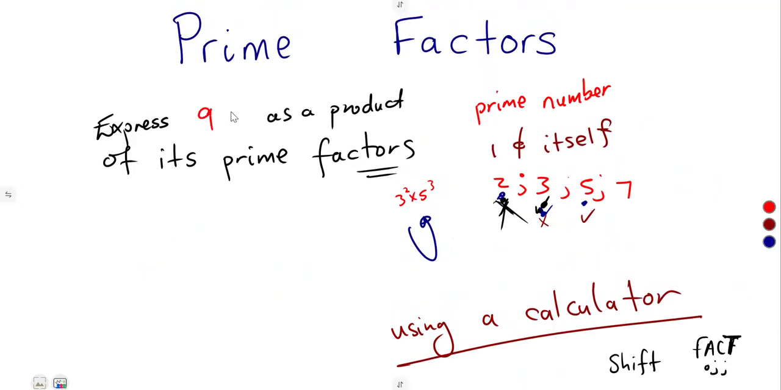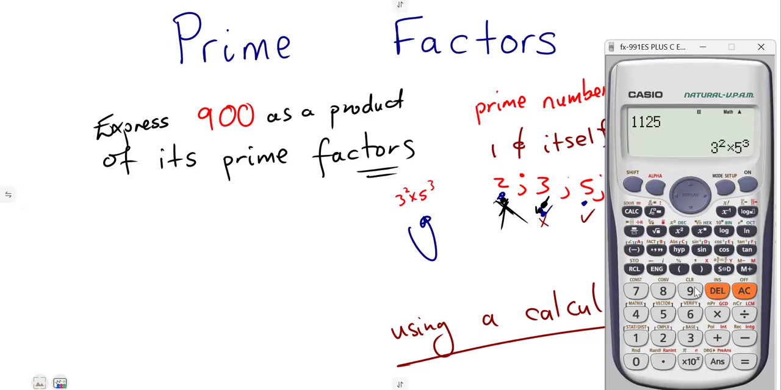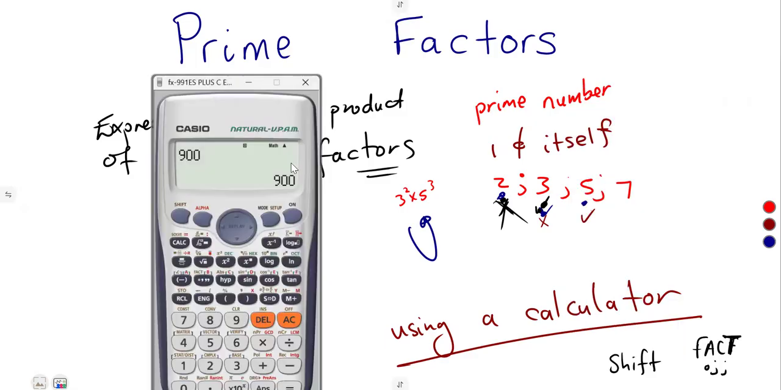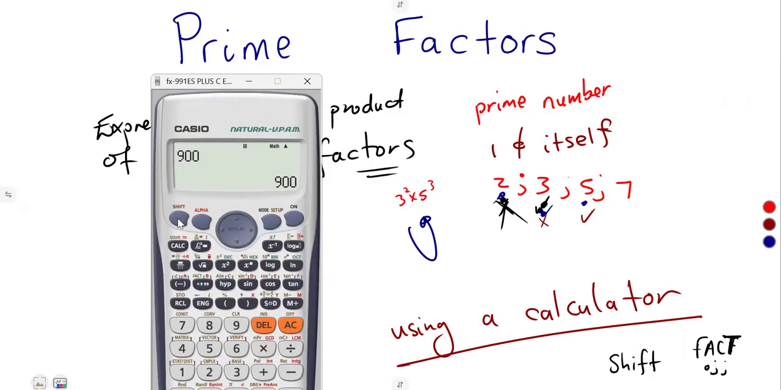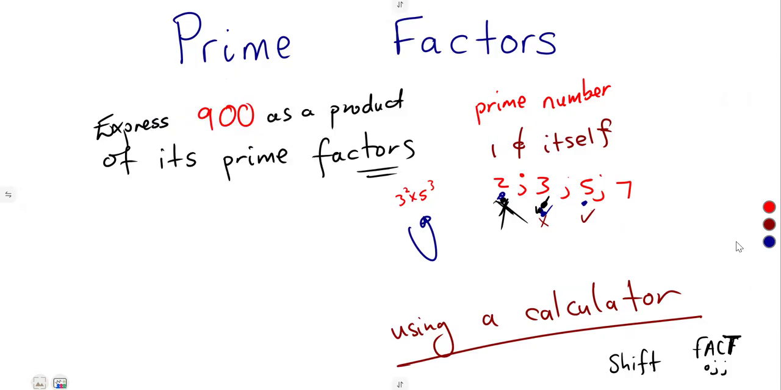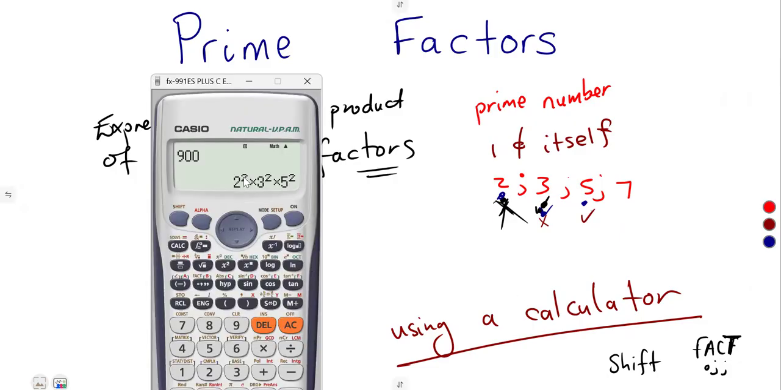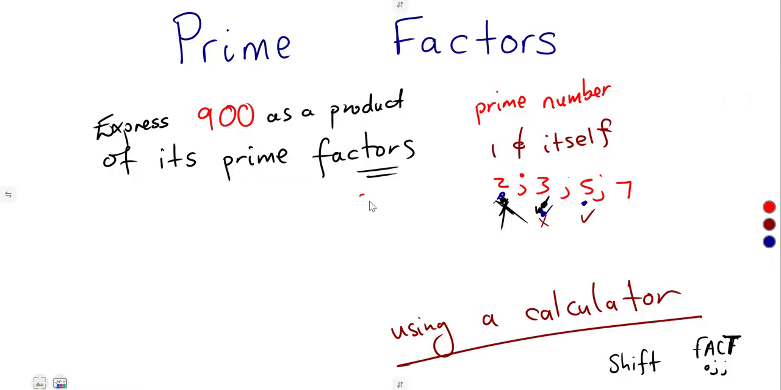All right, the last one, 900. Let's start with the calculator. 900 is equal to, then shift fact. So this is our answer that we are having. We are going to obtain something like 2 to the exponent of 2, 3 to the exponent of 2, 5 to the exponent of 2.